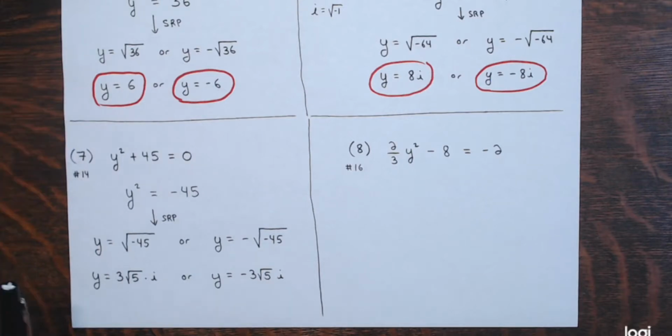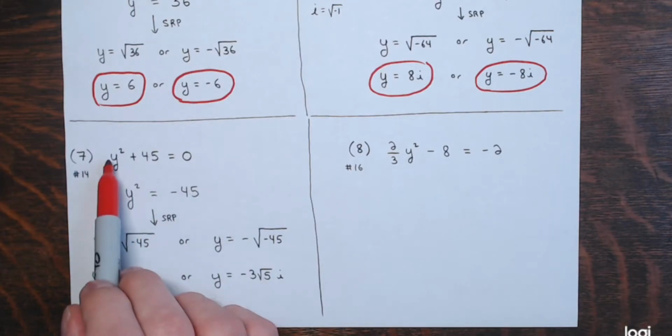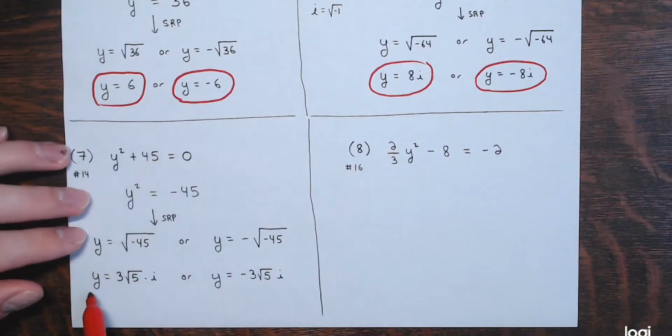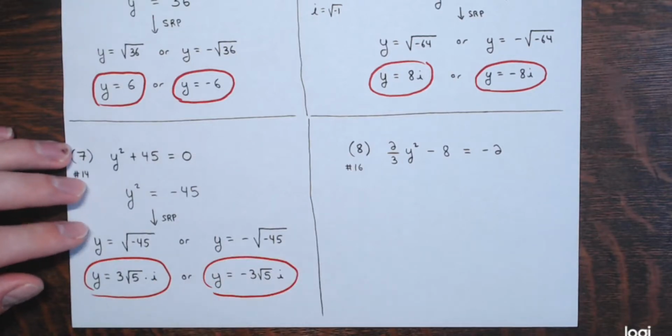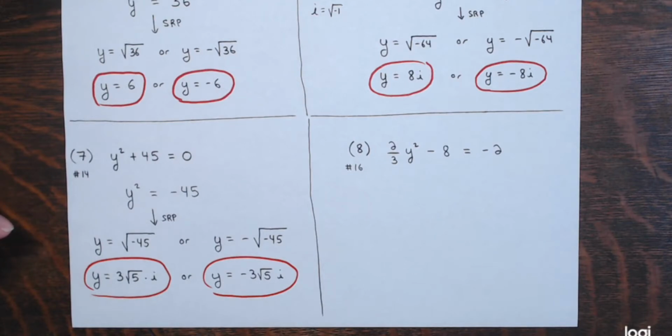And if you were to check these, both of these are square roots of negative 45. That means if you square either one of these, you're going to get negative 45 back, and then negative 45 plus 45 is 0. That is true. So both of these make the original statement true. 3 times the square root of 5 times i, and negative 3 times the square root of 5 times i are both solutions.